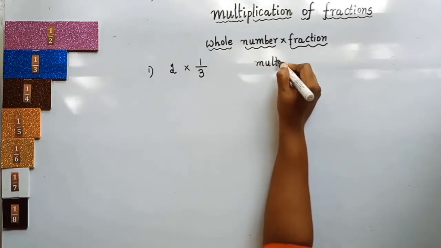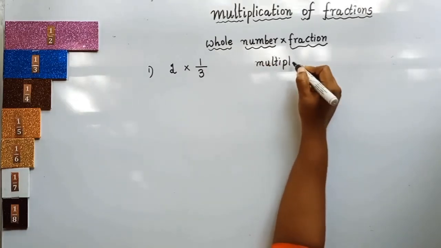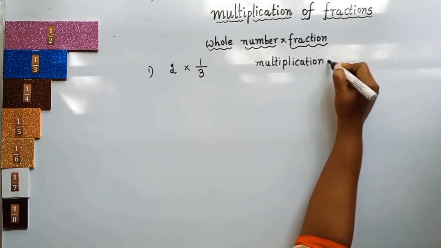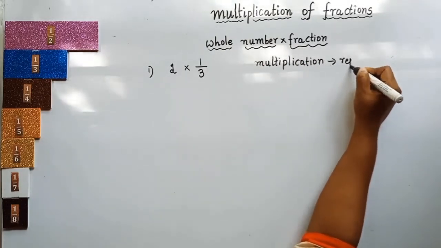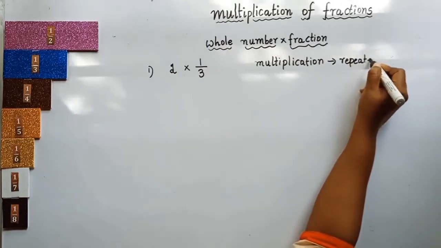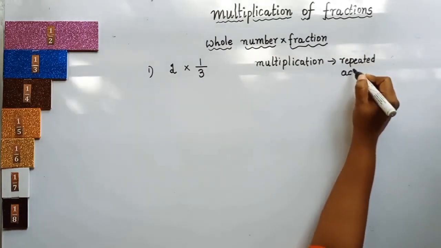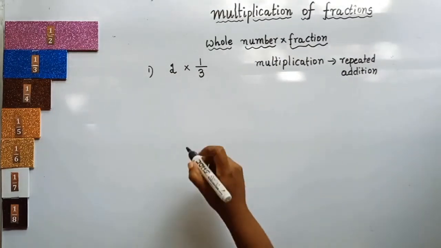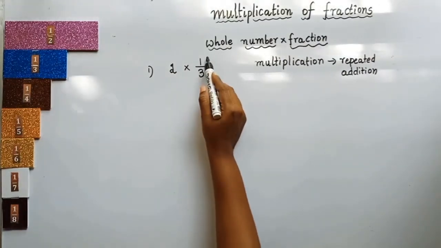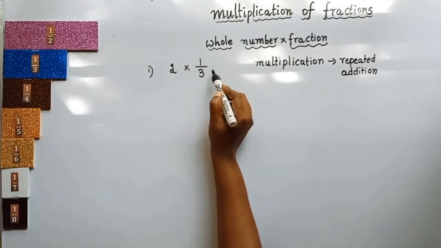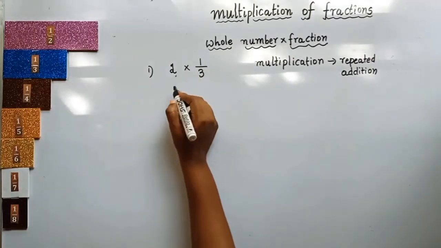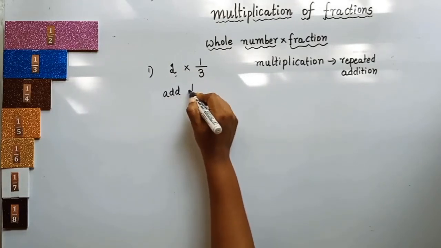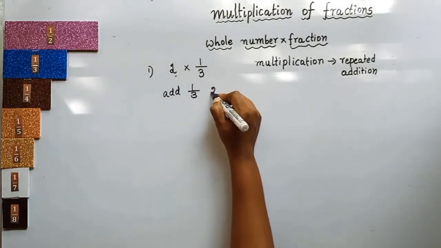See here, I told you multiplication means it is a repeated addition. So multiplying 1 by 3 by 2 means adding 1 by 3 2 times.